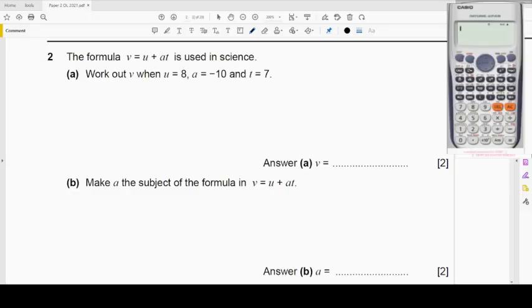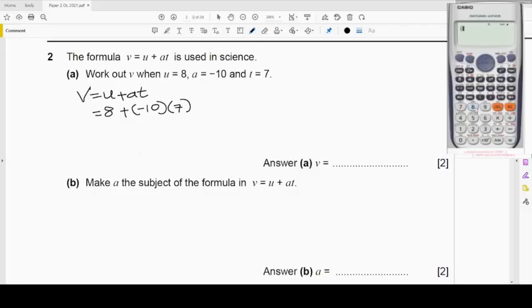So we have V. I'm just going to rewrite the formula as V equals U plus AT. Then substitute. What is my U? It's 8. And then I have A. This is negative 10. You must put it in brackets. And then times T, which is 7. You can also put it in brackets. So exactly the way I have it here is how you would type it in on your calculator.